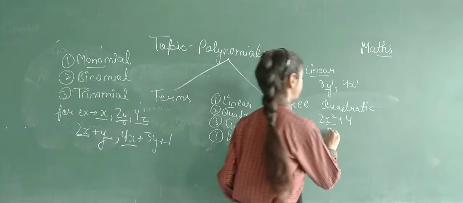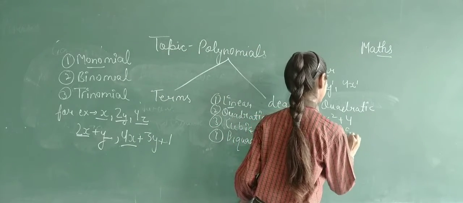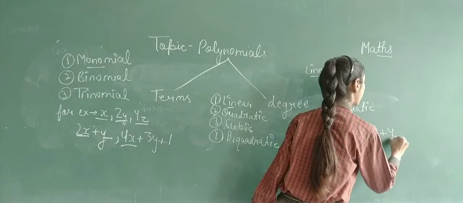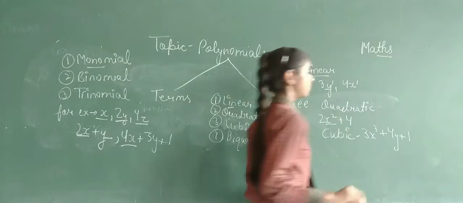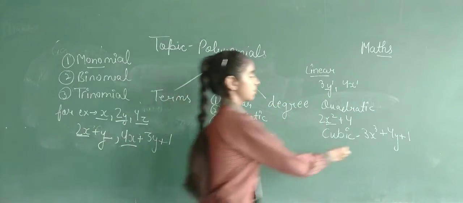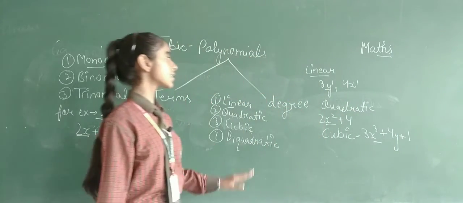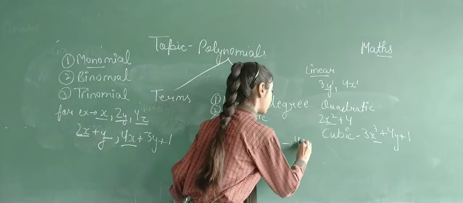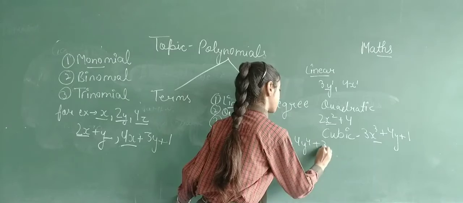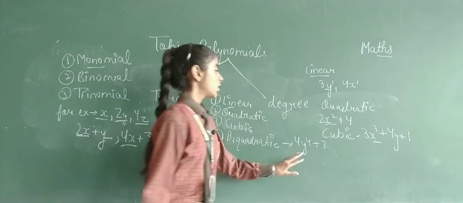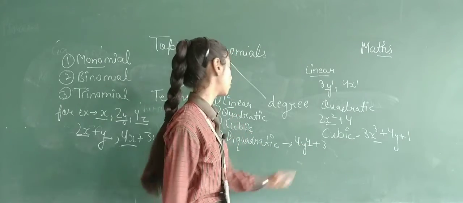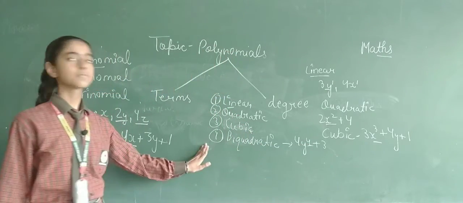Now cubic. For example, 3x cube plus 4y plus 1. There are 3 degrees. So we can say that it is a cubic polynomial. Now biquadratic. It contains 4 degree. Here you can see that the highest term is 4, means highest degree is 4. So we can say that it is biquadratic.